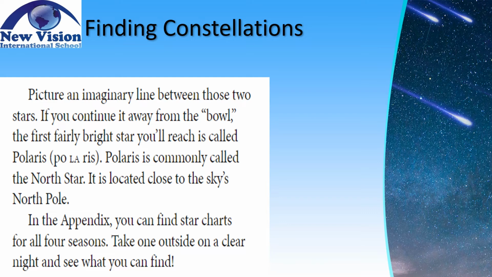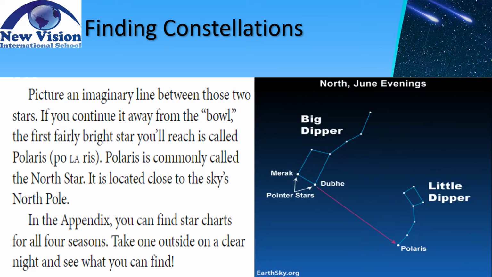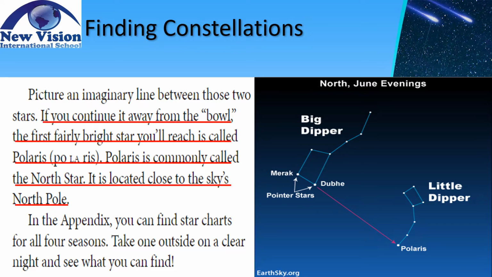If you continue away from the bowl, the first very bright star you'll reach is called Polaris. Polaris is commonly called the North Star. It is located close to the sky's north pole.